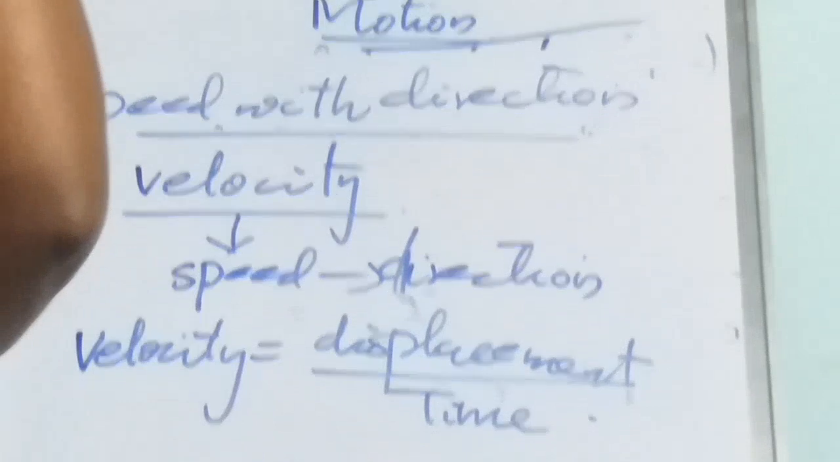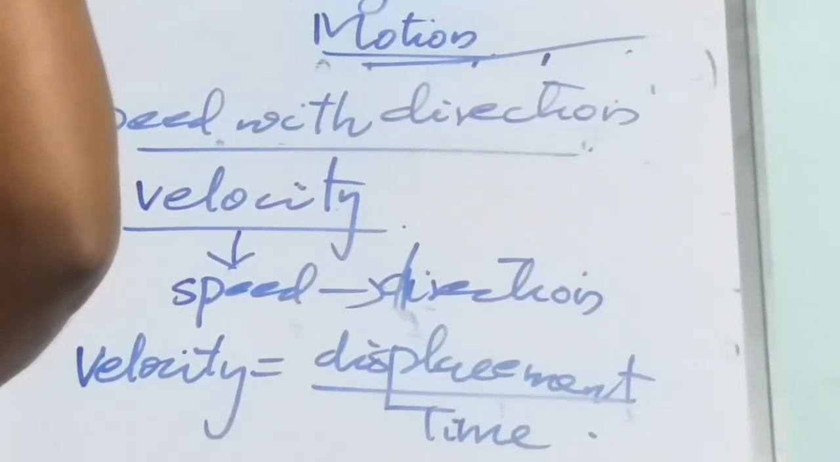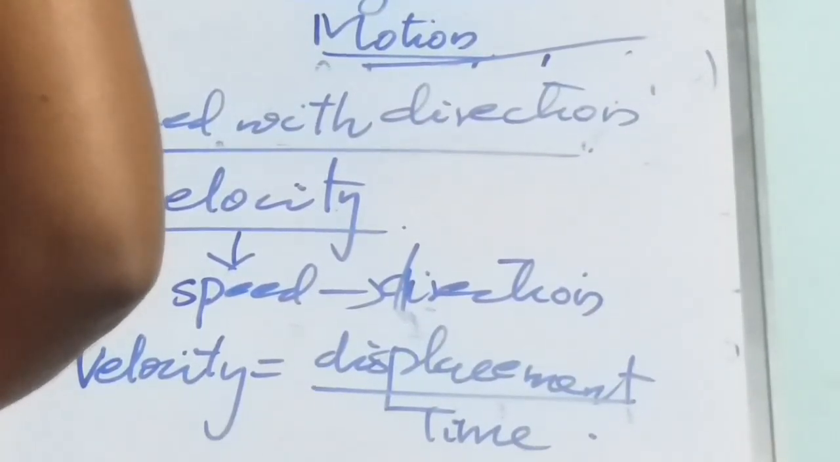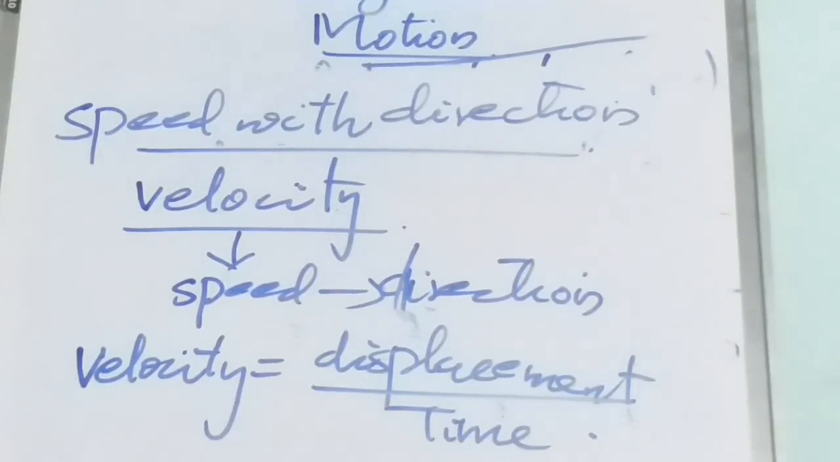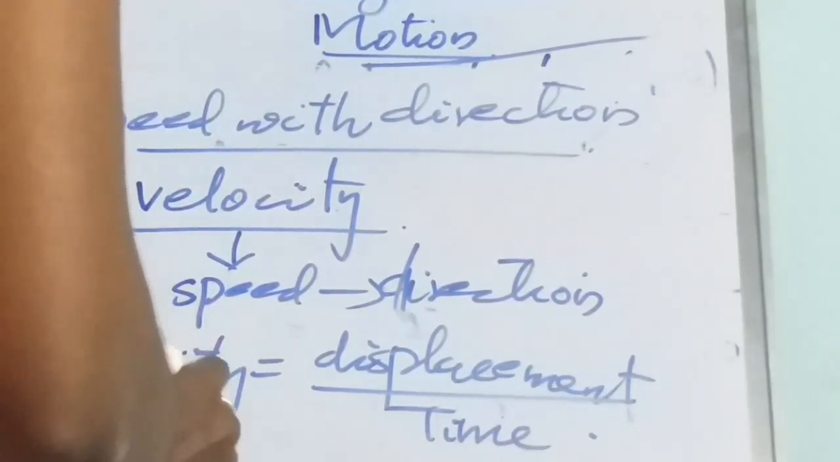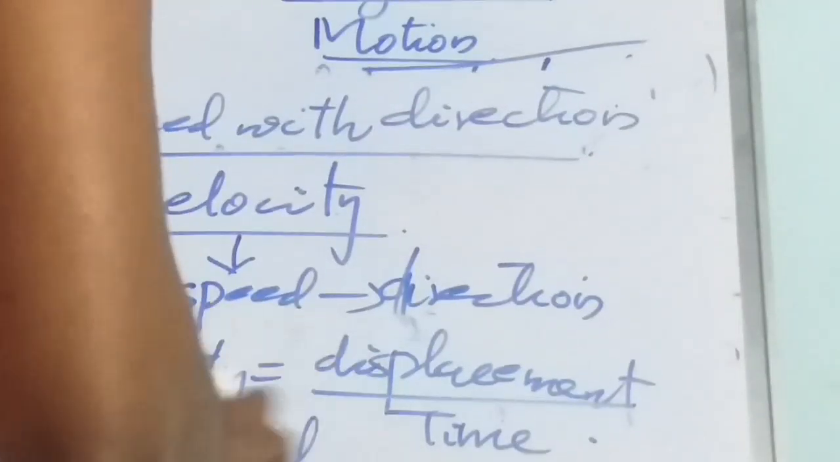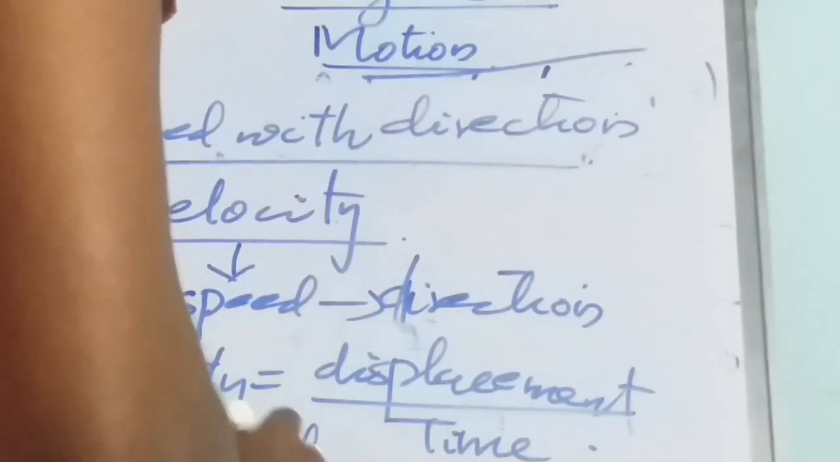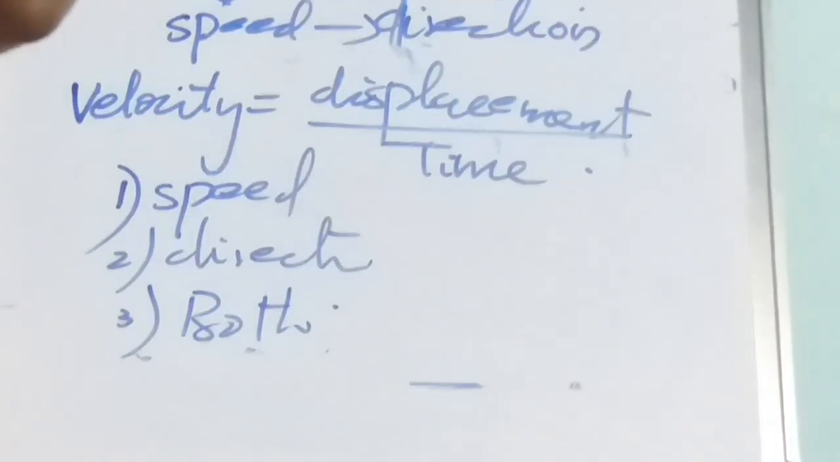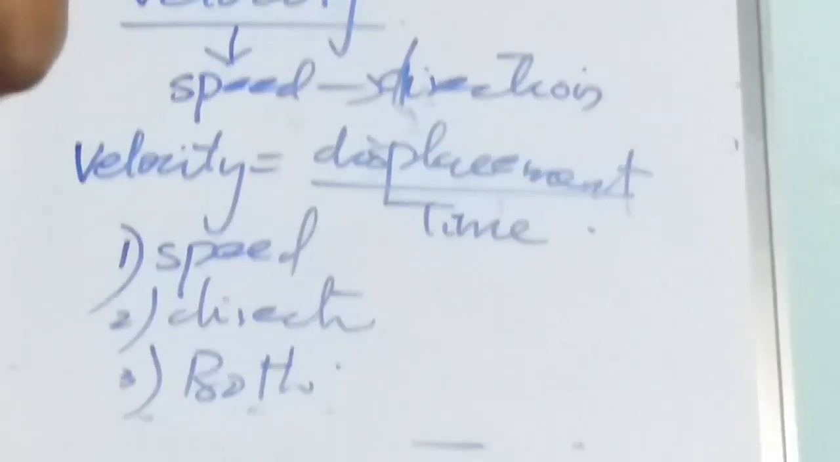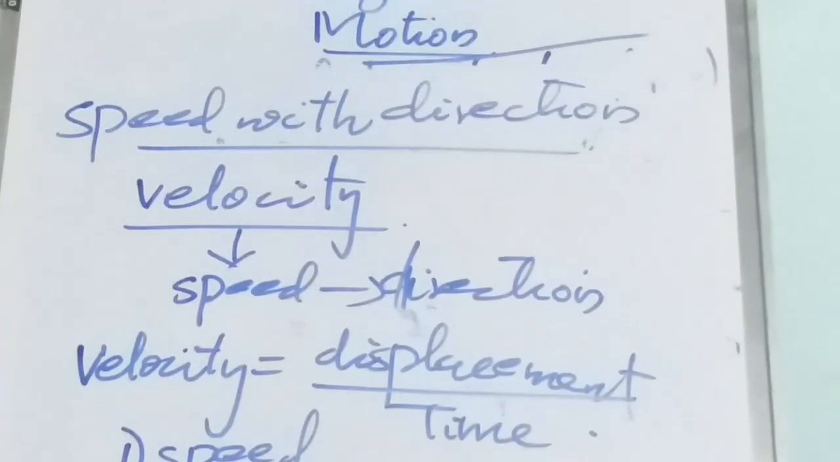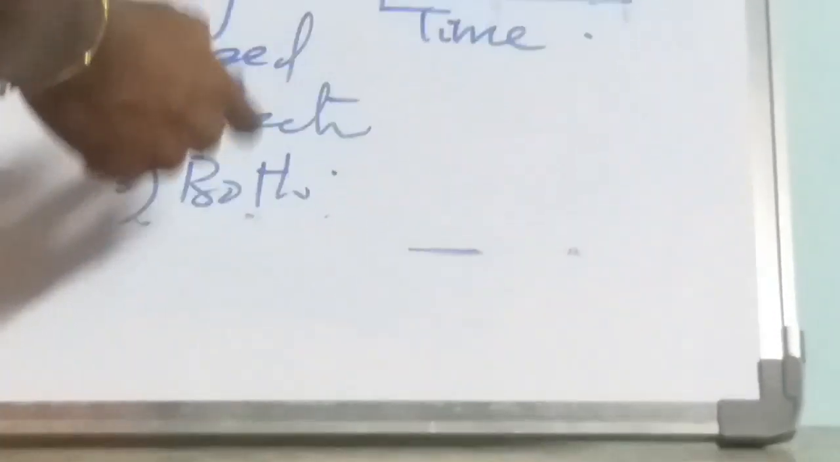Then how may the velocity of an object change? How can we change the velocity of an object? It can be changed by either changing the speed of the object, or changing the direction, or both. That is, the velocity of an object can be changed by either its speed or direction, or both.